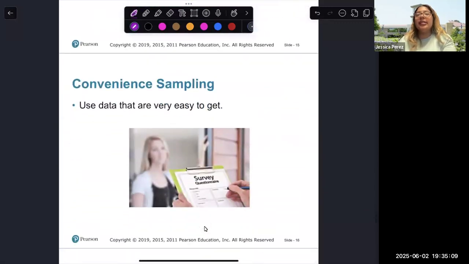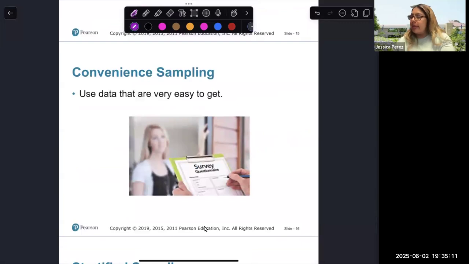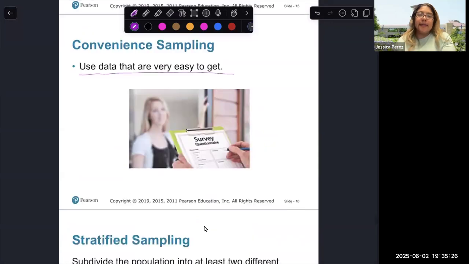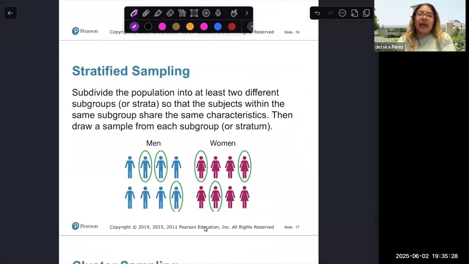There's also the convenience sample, which is data that's very easy to get, through a survey, or through just walking around campus trying to get people's input. Convenience sampling is something where the data is very easy to get.